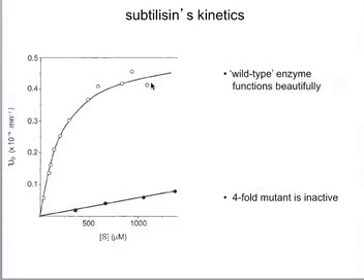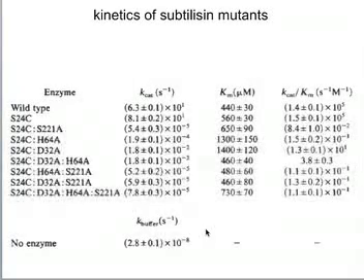and we see here in open circles the wild type enzyme looking like a very good enzyme, reaching saturation above 1,000 micromolar substrate. And then we also see that when we mutate the active site away, I'll show you again what those mutations are, this fourfold mutant is effectively inactive. Now we say inactive, there's obviously some activity here, and we'll talk about that on the next slide.